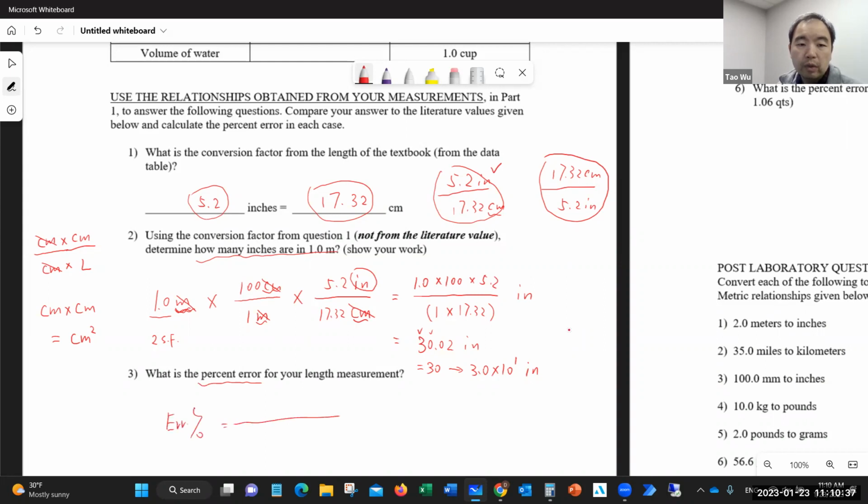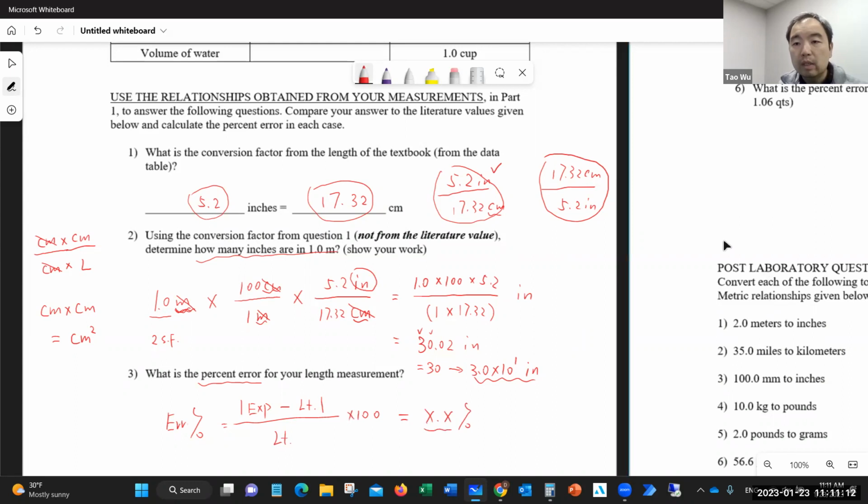The percent error is equal to the experimental data, which is the data based on your calculations, subtract the literature data, which is the data that you can find from the textbook or from Google, okay? And you divide by the literature data and you times 100. Then you will get something point something and percent. And this is the percent error that we're looking for.